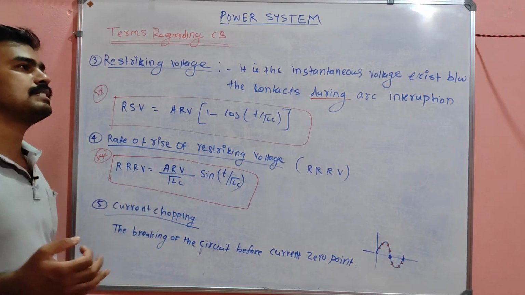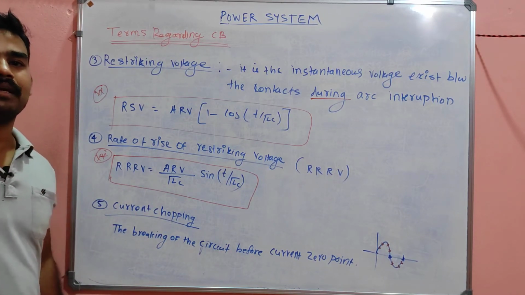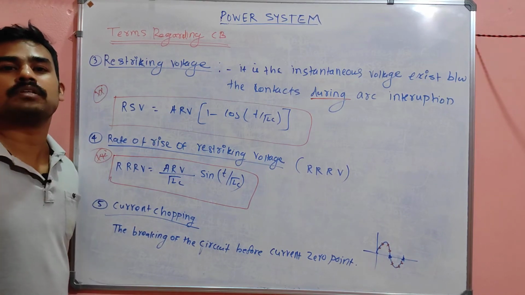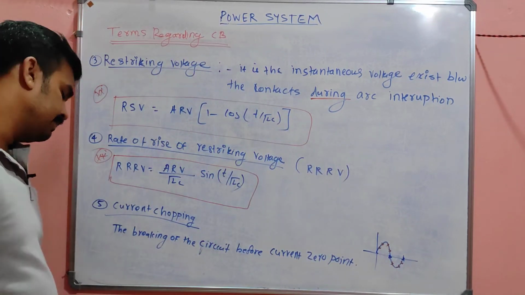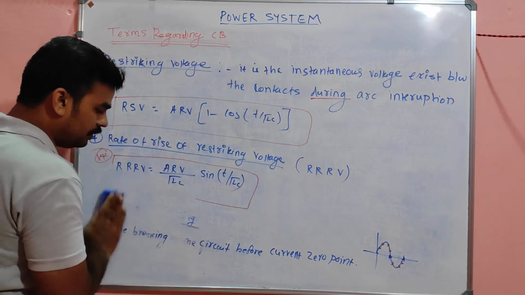So always remember that you have to operate the circuit breaker at the point where the current attains natural zero. At this point or this point, the circuit should be broken. Okay, my dear. The next term associated with the circuit breaker, we'll tell you.